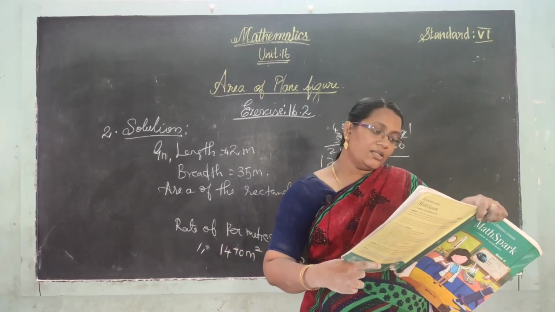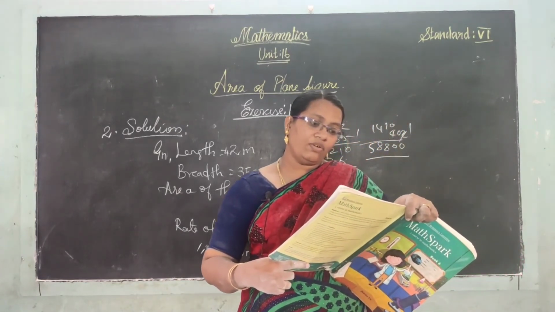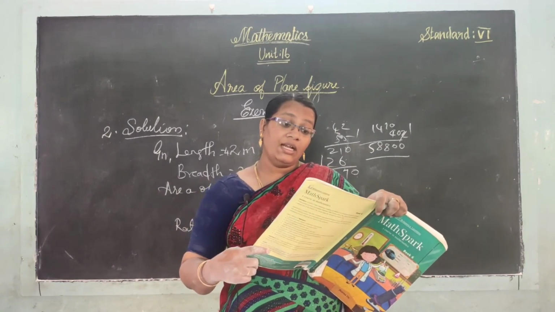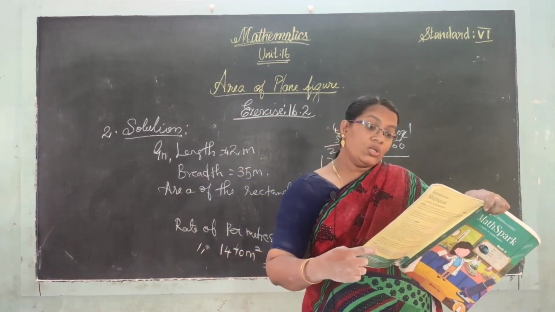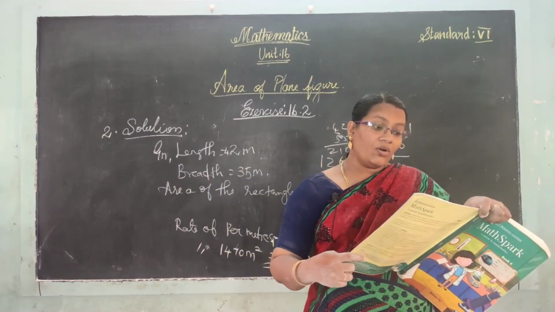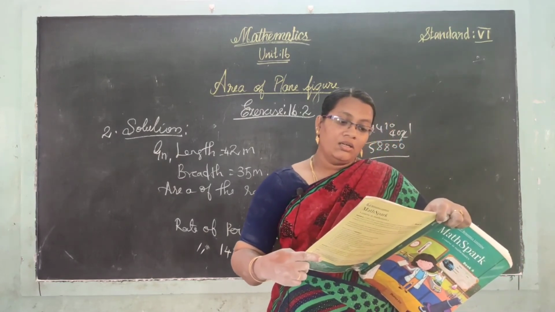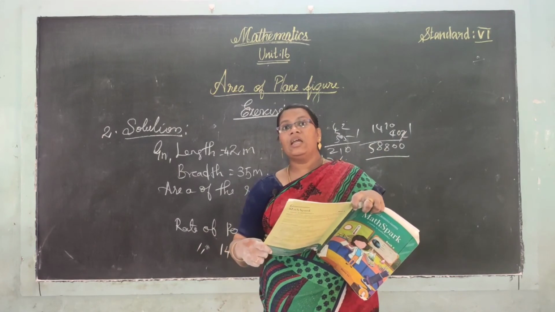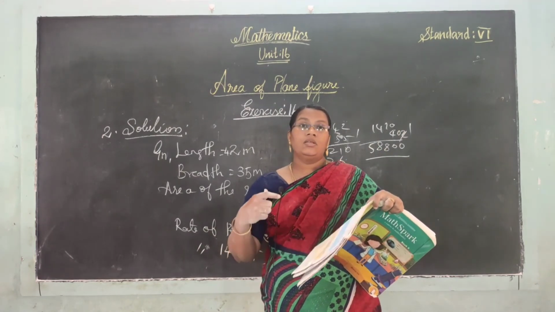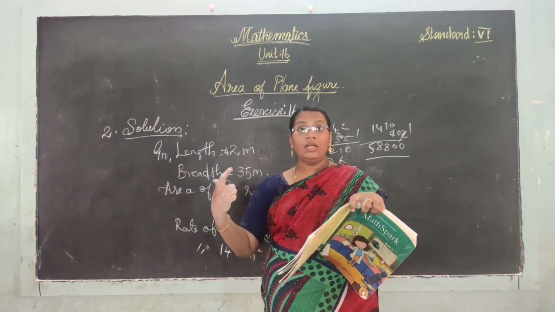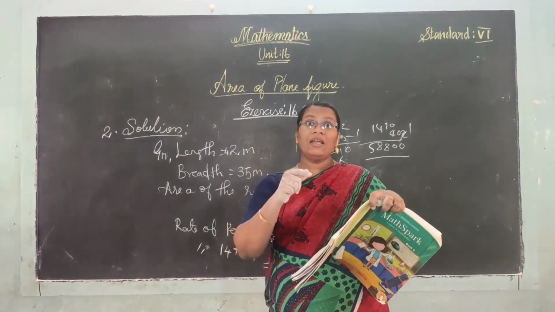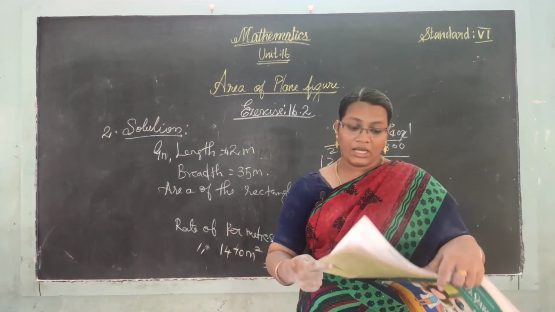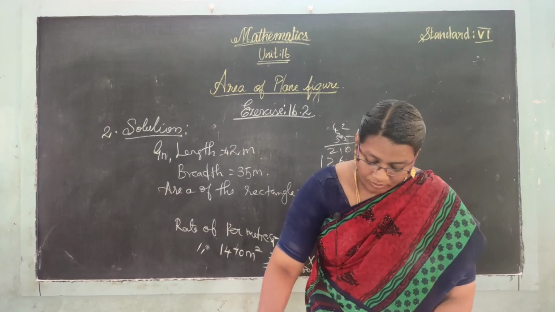A rectangle is 36 meter long and 25 meter broad. Find the side of the square whose area is equal to the area of the rectangle. Okay, so one of the methods we have learned, using the same perimeter we can make different shapes. So apply that one in this place. Okay, see the fifth one.